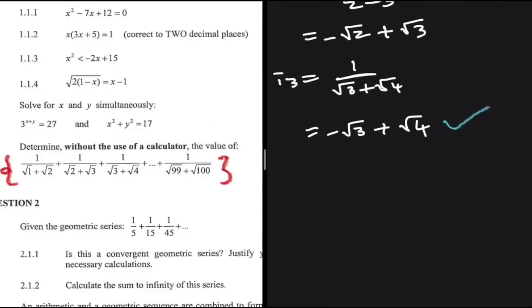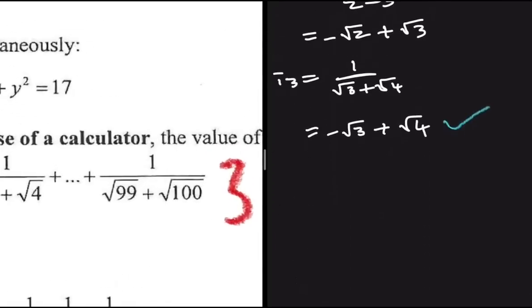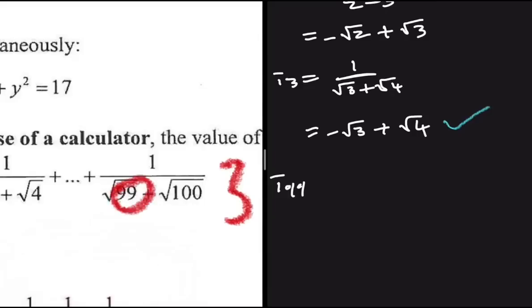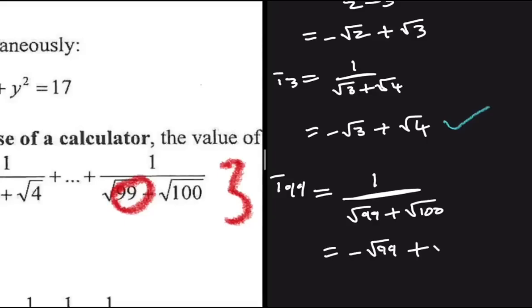Now we just need the last term, which is actually T99, because we can see here we have 99. So if we do the same thing we've been doing for T99, we're going to have 1 divided by square root of 99 plus square root of 100. And then this will give us minus square root of 99 plus square root of 100. Right. So now we have our terms rationalized.